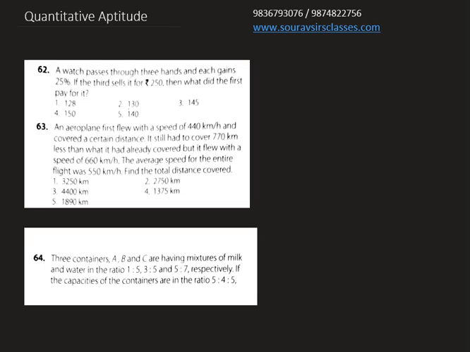Okay, so let's start with the first question. A watch passes through three hands and each gains 25%. If the third sells it for 250 rupees, then what did the first pay for it?